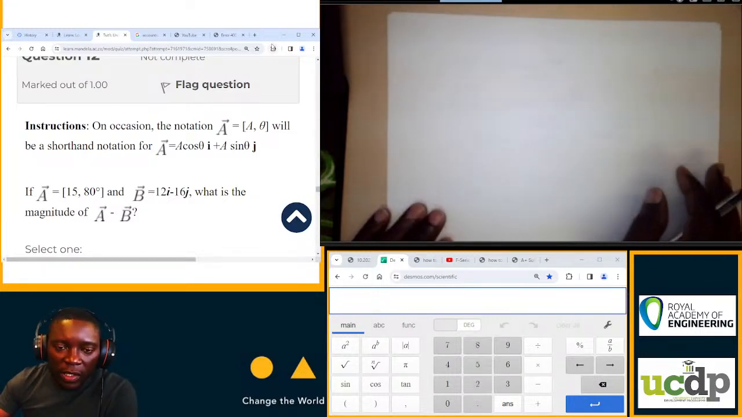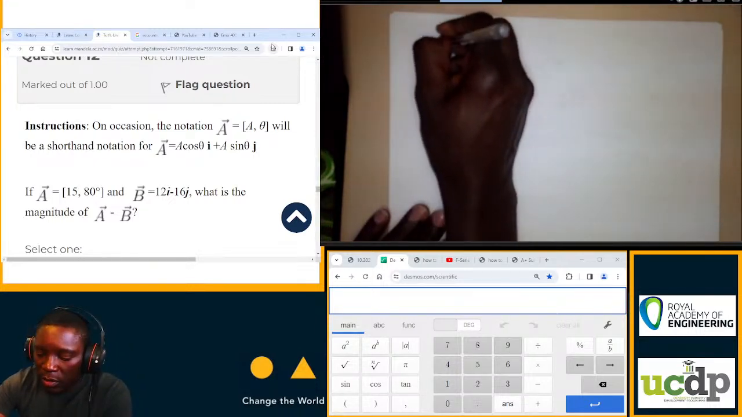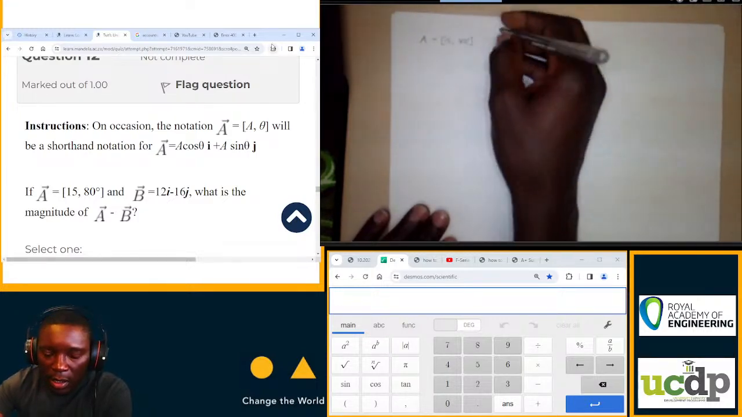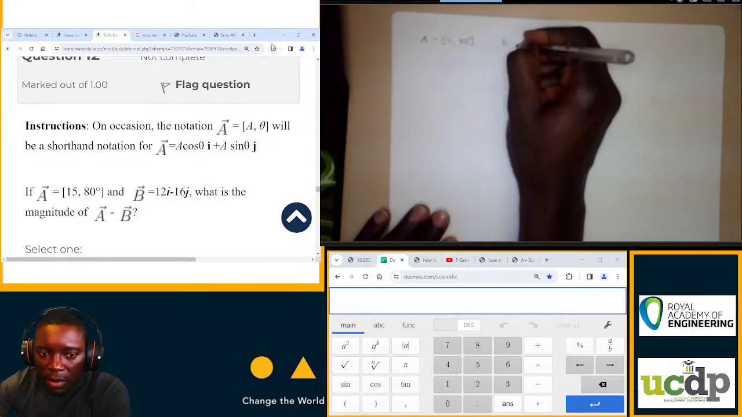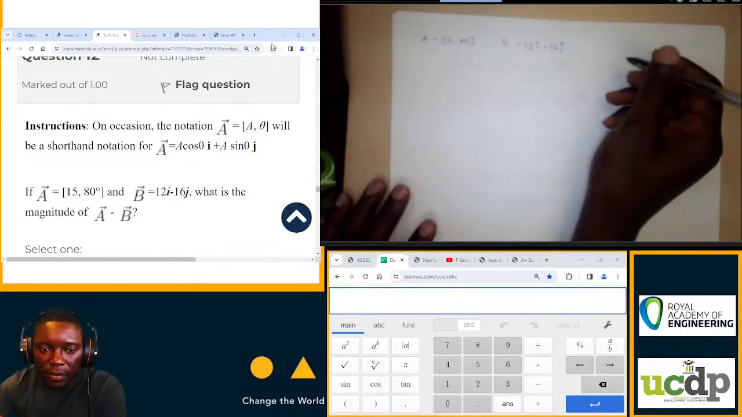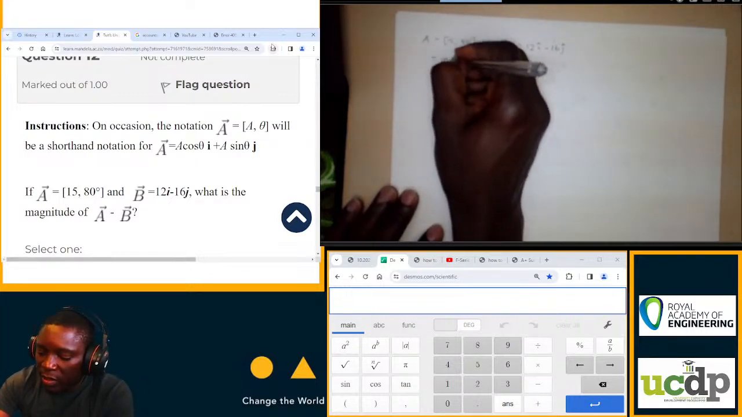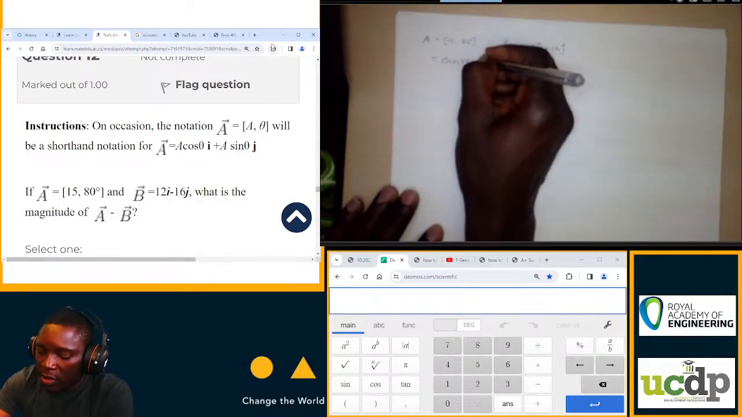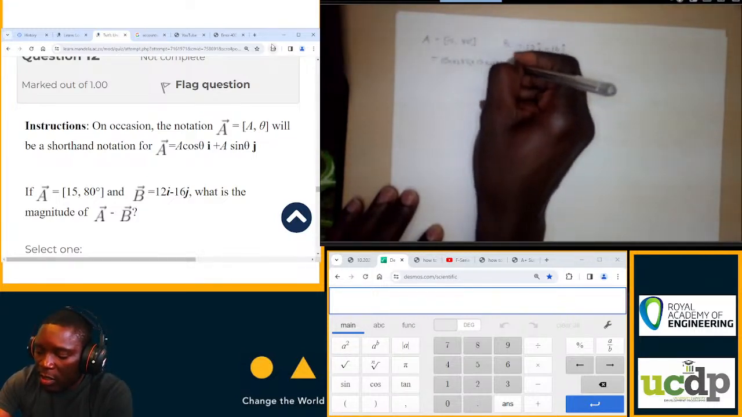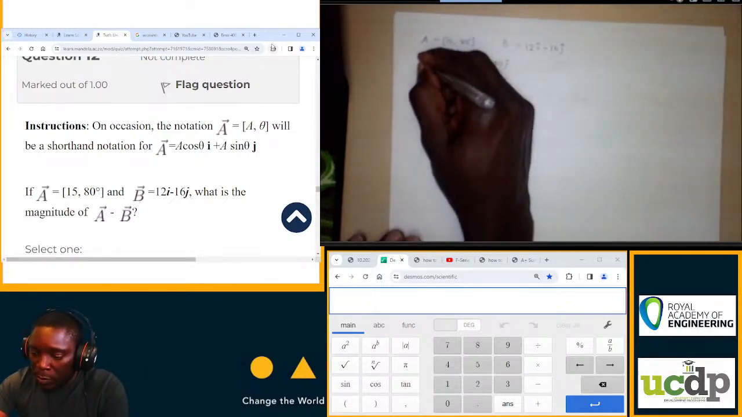So we are given again the notation, but vector A is 15 at 80 degrees, and vector B is equal to 12i minus 16j. So what is A minus B? So we know that this means we have 15 cos 80 in the i, plus 15 sin 80 j. These are the two components for vector A.